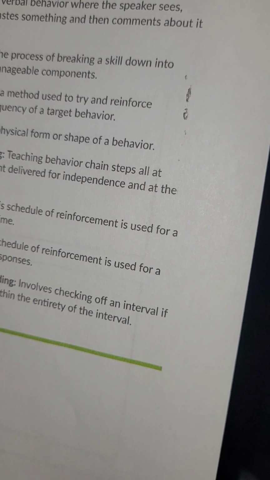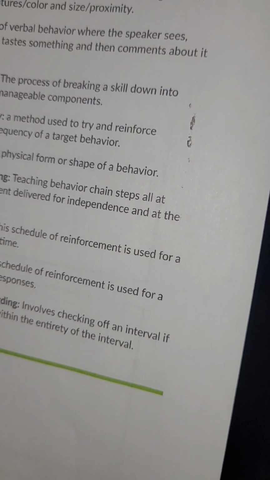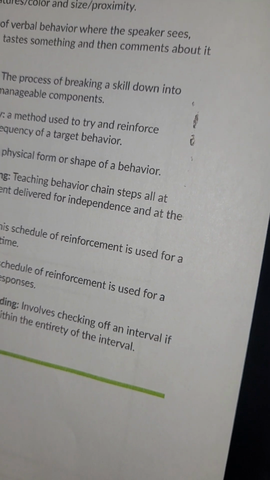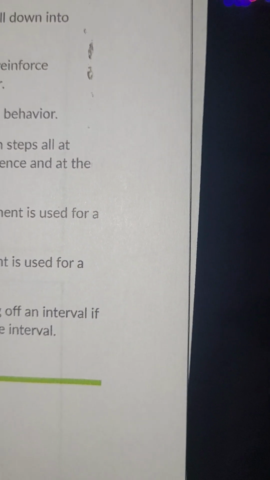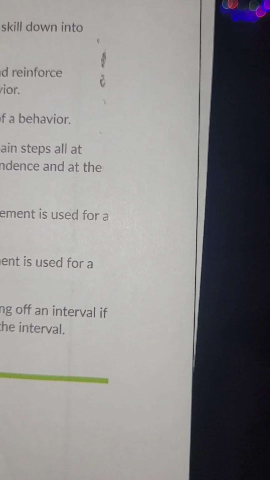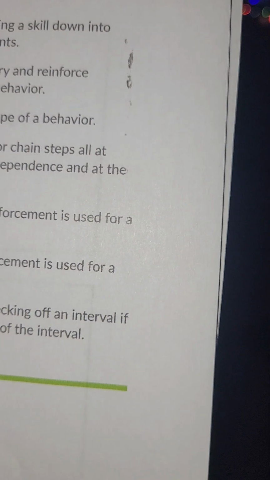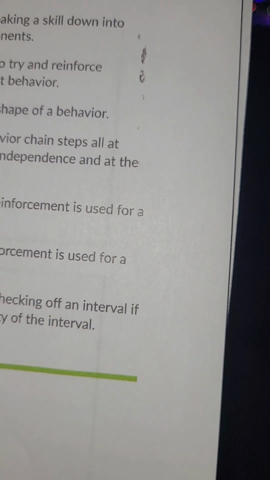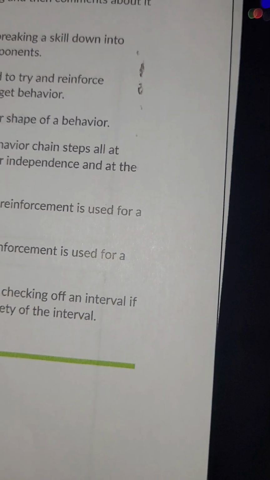Tact: a form of verbal behavior where the speaker sees, hears, smells, tastes something, and then comments about it, a label. Task analysis: the process of breaking a skill down into smaller, more manageable components. Token economy: a method used to reinforce or increase the frequency of a target behavior. Topography: the physical form or shape of a behavior.